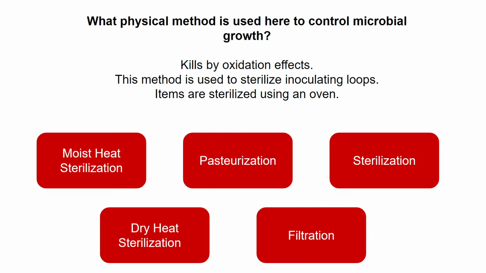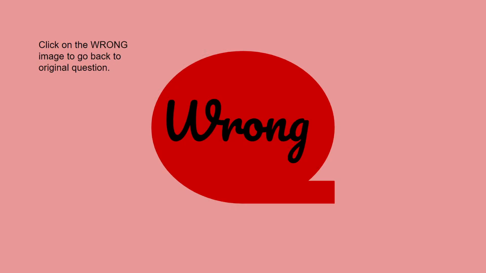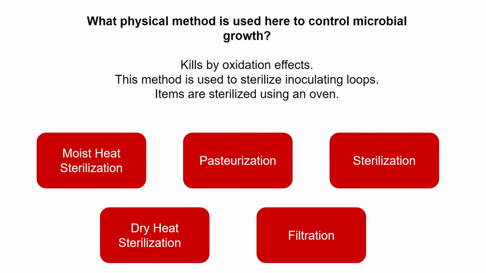And here I have the little facts about the particular sterilization method. So this one kills by oxidation effects. This method is used to sterilize inoculating loops. Items are sterilized using an oven. And out of that, you have to pick which one is the correct one. And I'm not going to answer it because I know that you guys can, and you can also put the answers in the comments. So after that, if you get the right answer, you're going to see correct. If you get the wrong answer, you're going to see wrong, and it will take you back to the original slide.